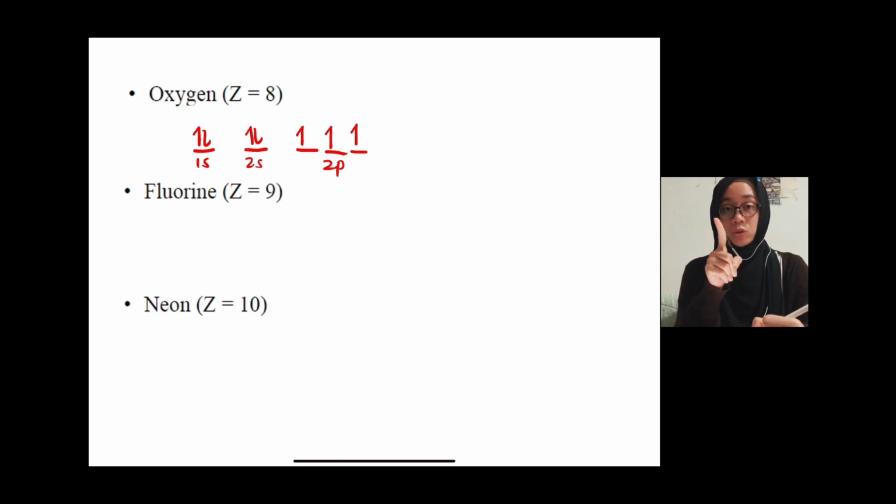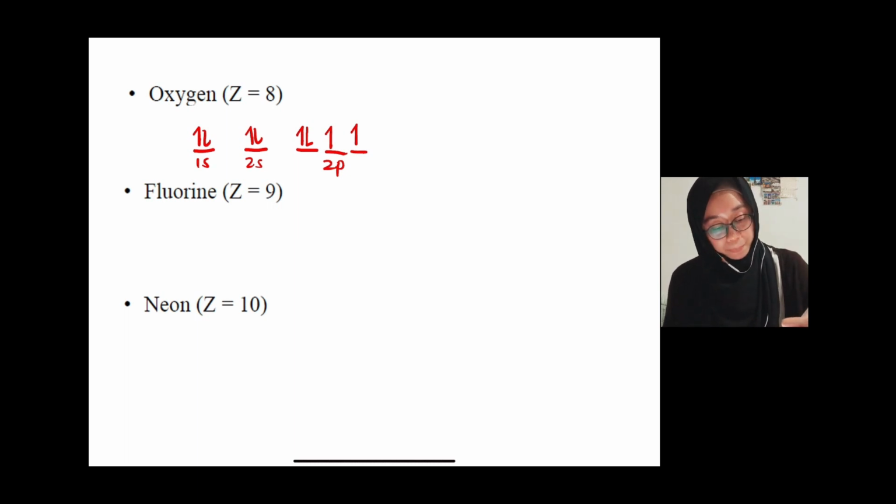So one more electron tu barulah kamu isi balik daripada yang kiri sekali tadi. But you have to give it an opposite spin. Okay, so sekarang dia pergi downwards pula. So you get this structure here. Okay, so let's try fluorine. So sama sahaja.